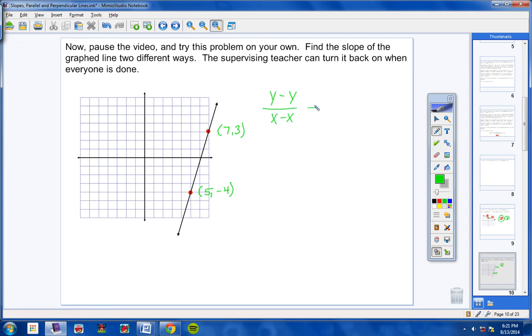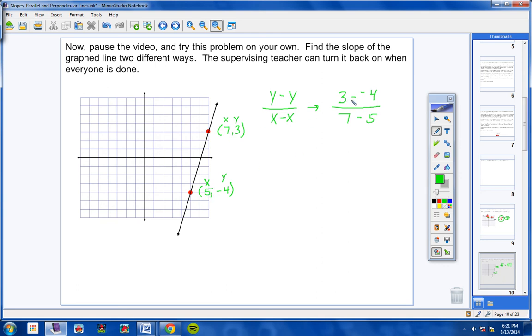Okay, here we go. Well, here's my x, here's my y, here's my x, here's my y. So I'm going to use 3 for my first y, so it's going to be 3 minus negative 4. For my x's, it's going to be 7 minus 5. Here's my x up here, here's my x down here, 7 minus 5.